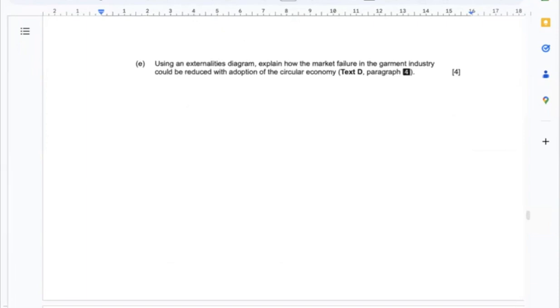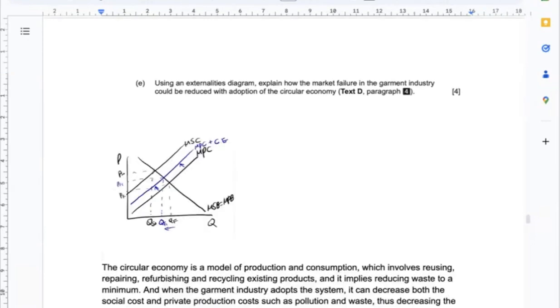Question E. Using an externalities diagram, explain how the market failure in the garment industry could be reduced with adoption of the circular economy. The circular economy is a model of production and consumption which involves reusing, repairing, refurbishing, and recycling existing products, and it implies reducing waste to a minimum.